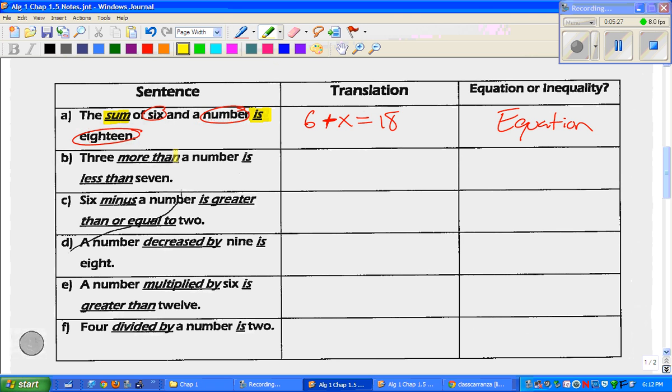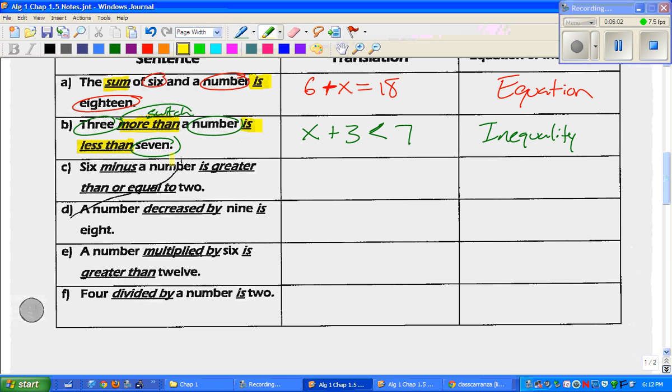All right, the next one, 3 more than a number is less than 7. So I see 3, a number, and 7. More than tells me that we have to switch. So a number comes first, plus 3 is less than 7. And since it's got the less than sign, that's an inequality. All right, the next one, 6 minus a number is greater than or equal to 2. So we got 6, we got a number, 2. So 6 minus a number is greater than or equal to 2. And that's an inequality.